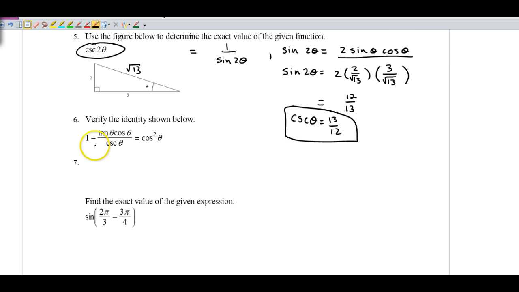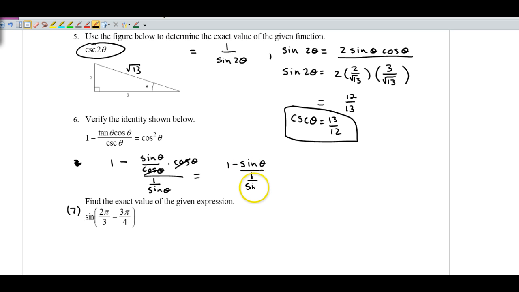Number 6, the identity is, this is a typo there. This is actually number 7 down here. And this is going to be 1 minus sine theta over cosine theta times cosine theta over, oops, this is just this part, 1 over sine theta, and I'm going to try to get that to be cosine squared theta. These cancel out, and so I have 1 minus sine theta over 1 over sine theta.